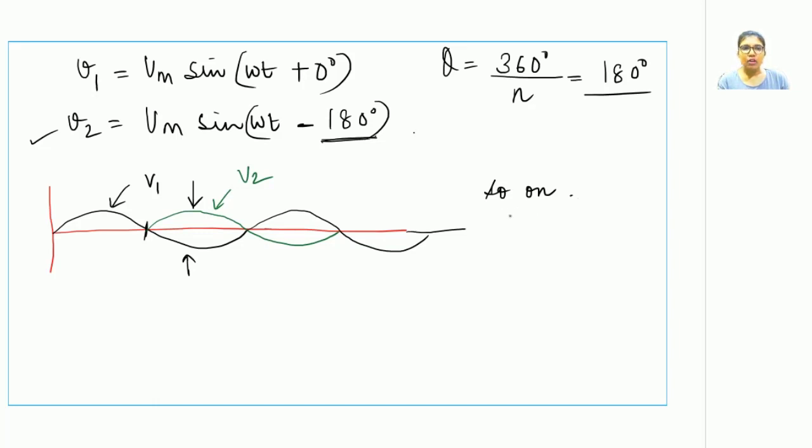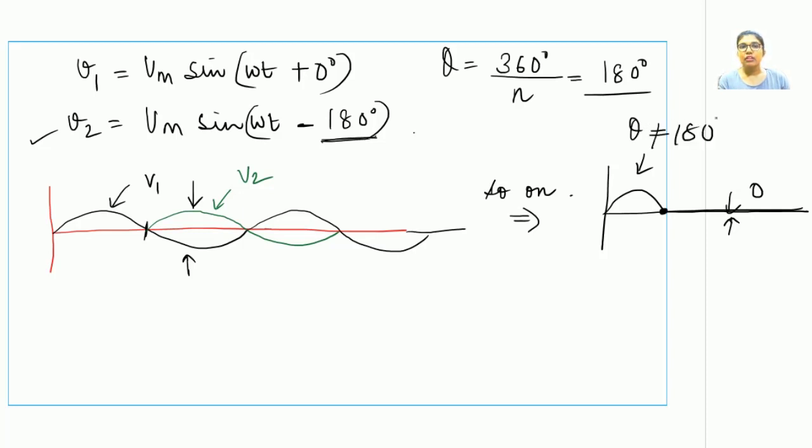So what is the final output? The output of the system is just a half wave signal which is produced because of the half wave cycle of V1 only, beyond which the signal is completely dropping down to 0. Hence, a two-phase system won't work if theta is equal to 180 degrees. That is why this expression is not valid for a two-phase system. Rather, for a two-phase system, the value of theta is taken as 90 degrees.